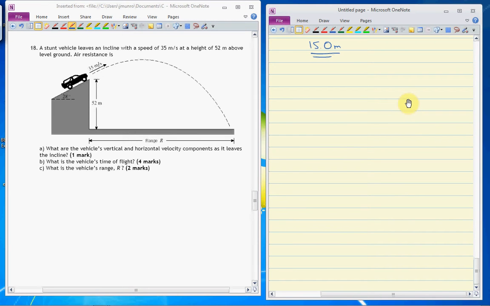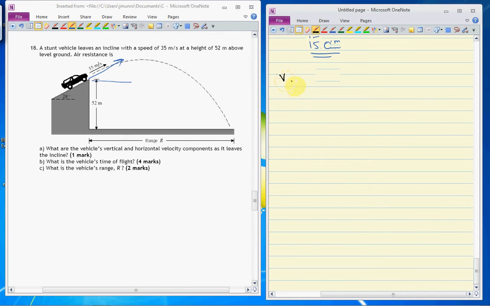Okay, in question 18 we have a stunt driver. He leaves an incline with a speed of 35 meters per second at an angle of 28 degrees, 52 meters above the ground, and so what we need to figure out again is what the Vx and the Vy are, because that's what we're asked here: what are the vehicle's vertical and horizontal components. So I think we're pretty used to this by now.